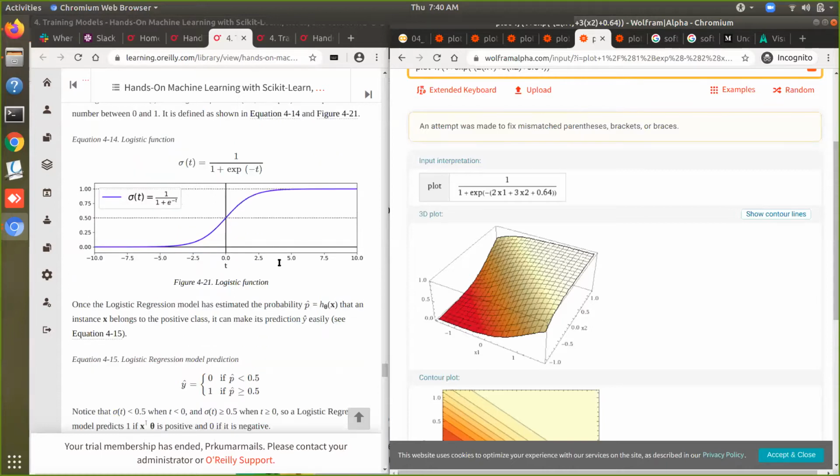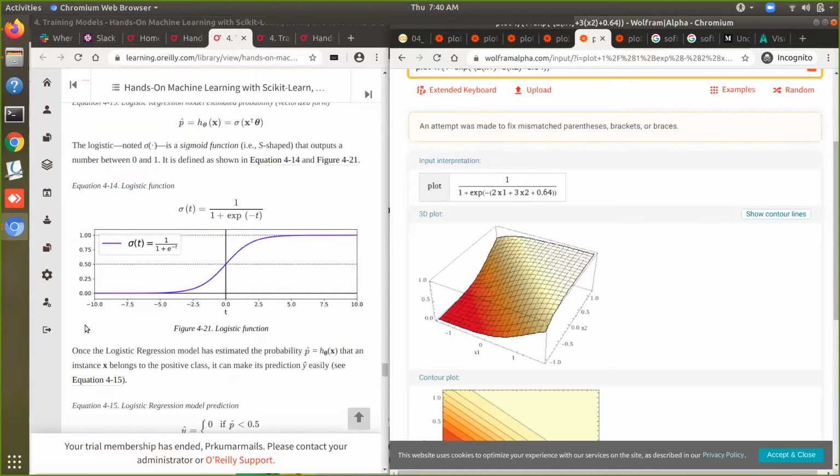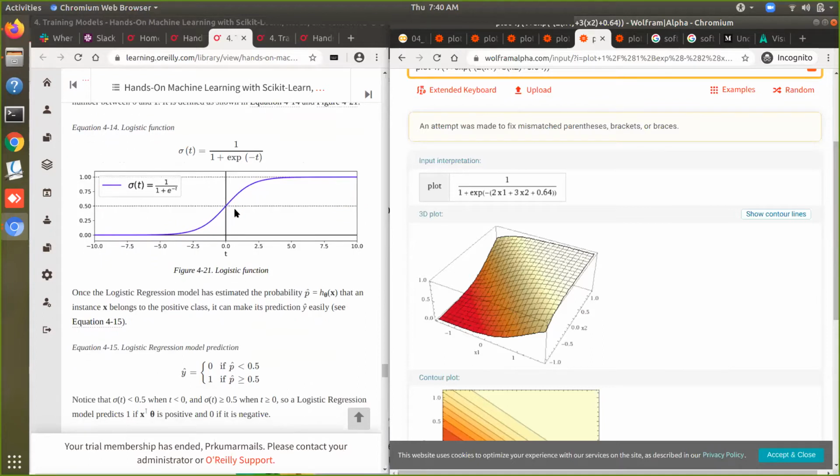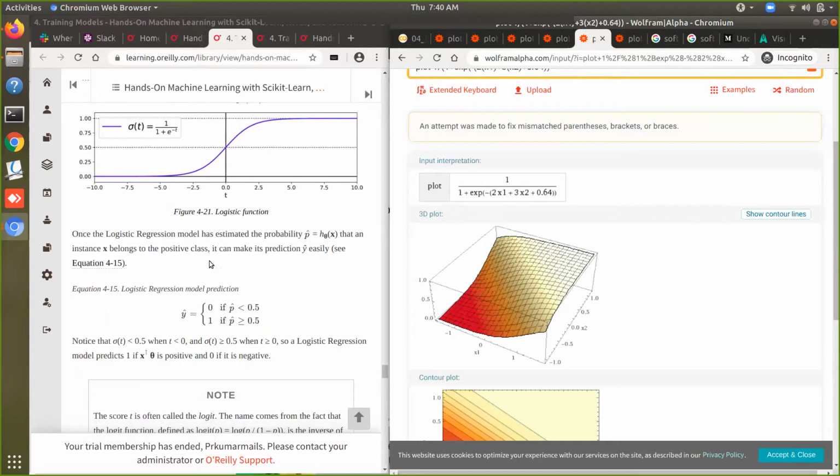We know that the sigmoid gives a range of values from 0 to 1, and it crosses 0.5 at the threshold 0. When t is 0, it reaches 0.5. Right? So the 0 to 1 range corresponds to something we can treat as probabilities. Probabilities are values within the range 0 to 1.